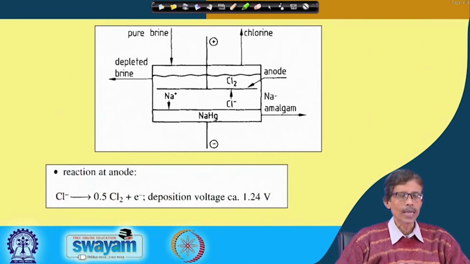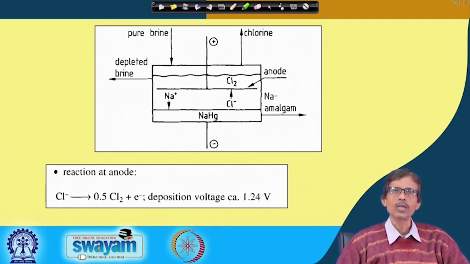So, this particular reaction, if we consider what is happening at the anode, is the reaction for the production of chlorine. So, 2 Cl⁻ will produce 1 Cl2, or half of a Cl2 molecule, with electron release and deposition at a voltage of 1.24 volt.